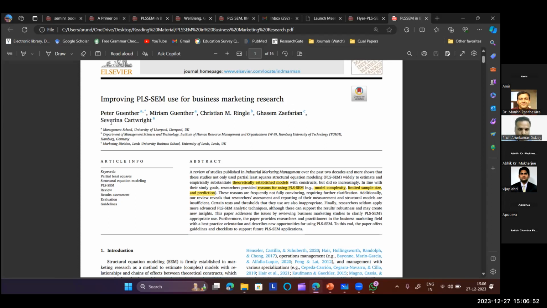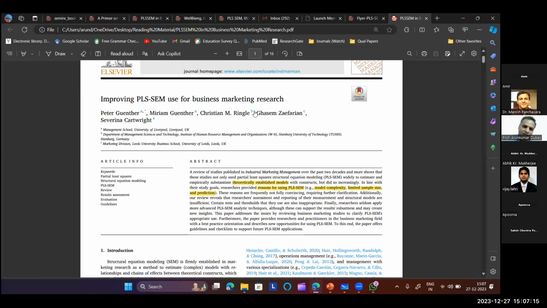But here the author says that if you simply say that you have a limited sample size and because of which you are using PLS-SEM, then this is a nuanced argument. This is not a valid argument. Come out with some better arguments or better explanation as to why you are going for PLS-SEM.